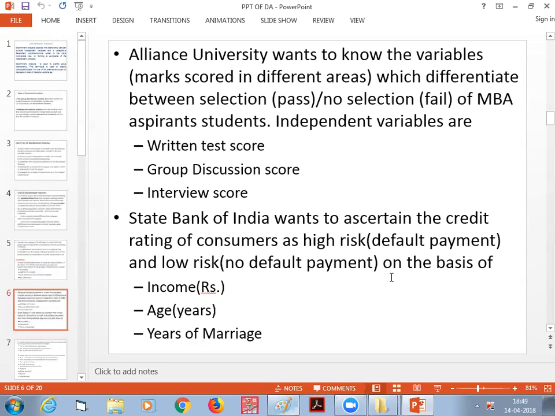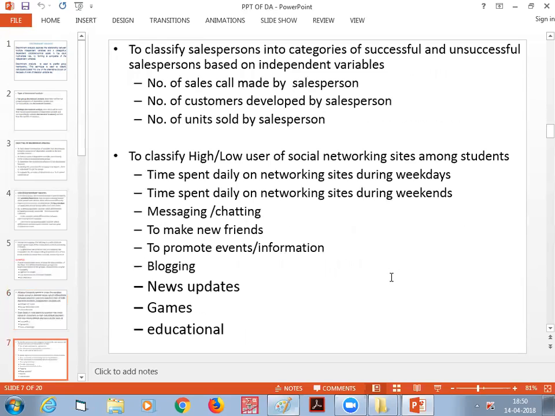Generally, the banks will say, these are the simple examples I have taken, maybe many more explanatory variables to decide a high risk or a low risk. They normally ask, what is your income? So what is your income level? Age, whether young age or old age, etc. Years of marriage. May not be important, but I have taken it as one of the influential variables. But at the end, we have to check through the model whether it is influential or not. Some examples I have given.